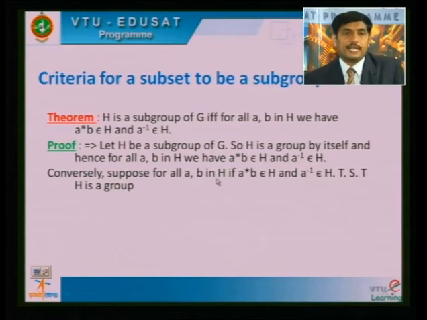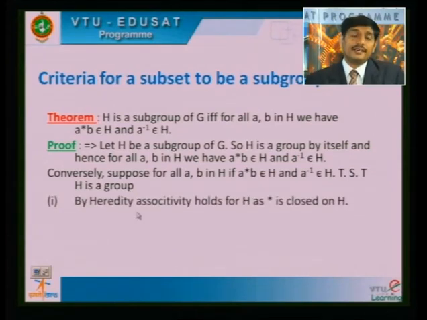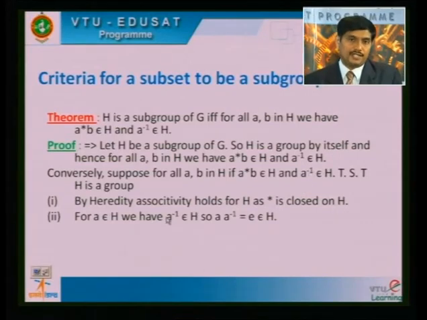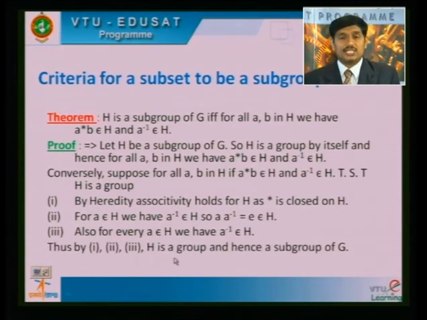Conversely, suppose for all a, b in H, a star b is in H and a inverse is in H. We want to show that H is a group. By heredity, associativity holds for H as star is closed on H. In the second property, if a belongs to H, it is given that a inverse is also in H, so a into a inverse, if you multiply an element and its inverse, becomes e, and e also belongs to the set. Next, for every a belonging to H, we have a inverse also there. Therefore it satisfies the inverse also, so from 1 to 3, H is a group, hence H is a subgroup of G. Now onwards, if any subset is given and you show these two conditions, then it is a subgroup.